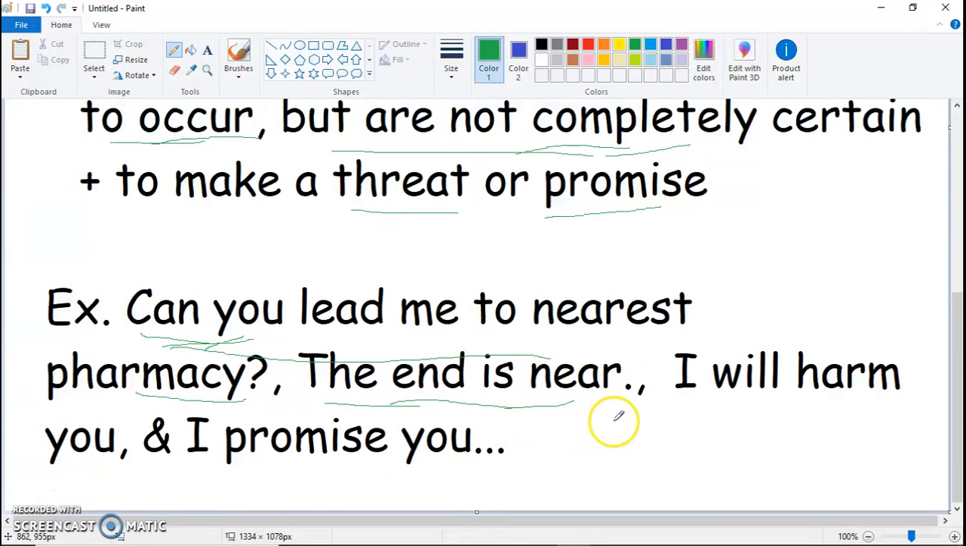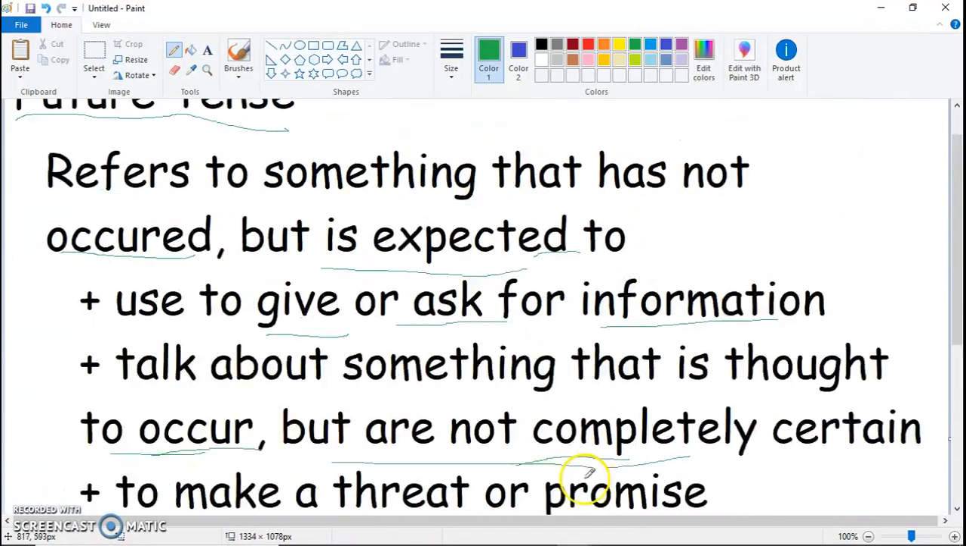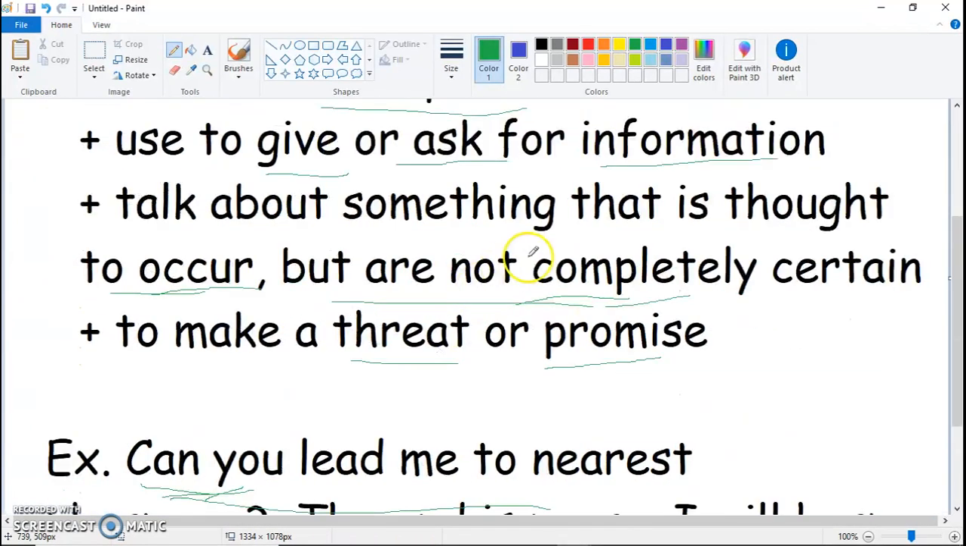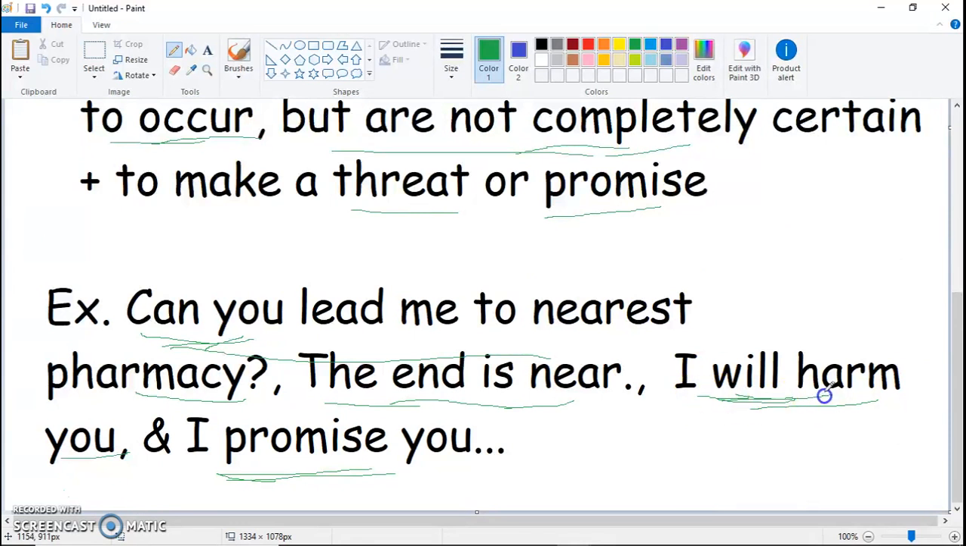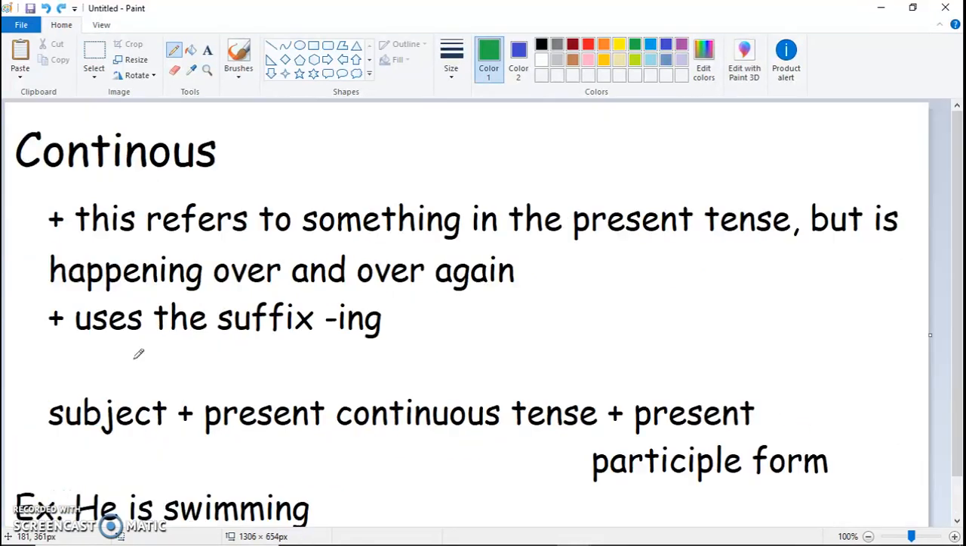And lastly, we have I will harm you, and I promise you. So first off, we have a threat and a promise. These are future tense because, like I said before, it's assuming that it may happen, but we're not completely sure that it will.